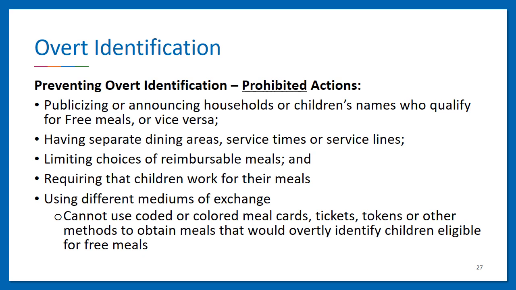This refers to prevention of overt identification in the food service area, especially at the point of service. Any meal cards, tickets, tokens, or other methods to obtain reimbursable meals cannot be coded or colored in a manner that would overtly identify free meal eligible children. In addition, sponsors must take steps to ensure that rosters, computer screens, or other equipment used at the point of service cannot be viewed by anyone not needing the information, especially students. Further, the information on the rosters or screens should be master coded to avoid other students discerning any student's eligibility status.